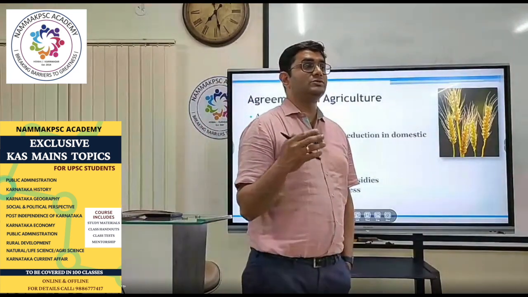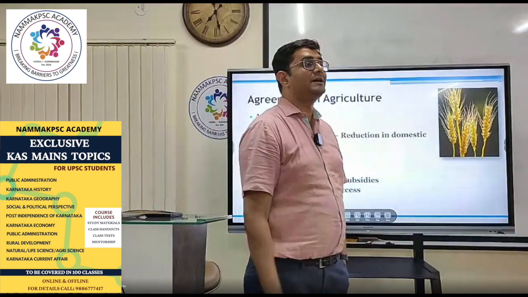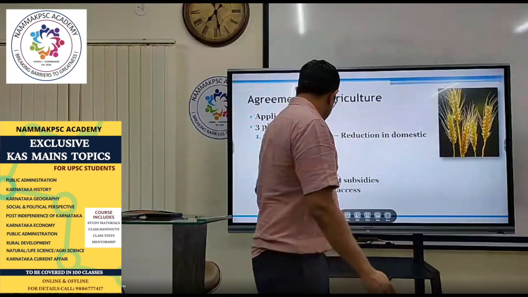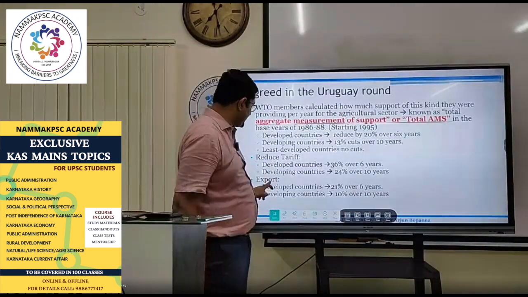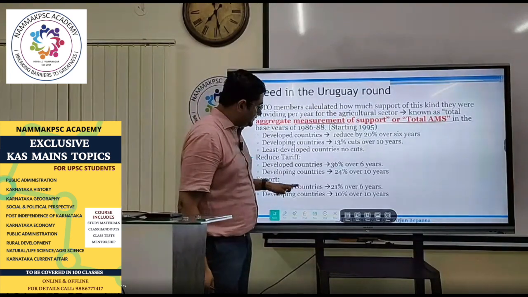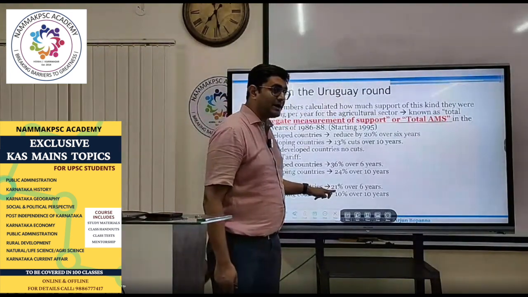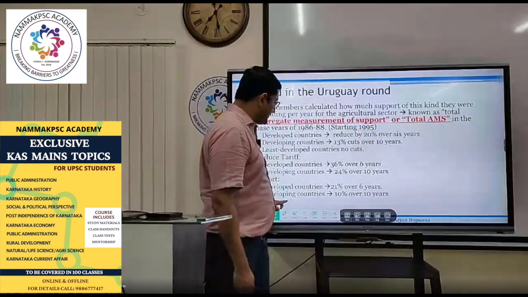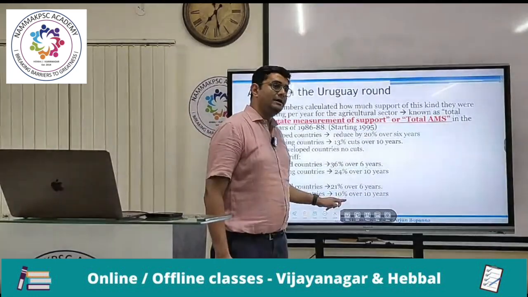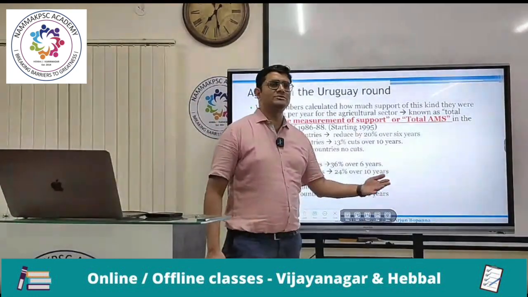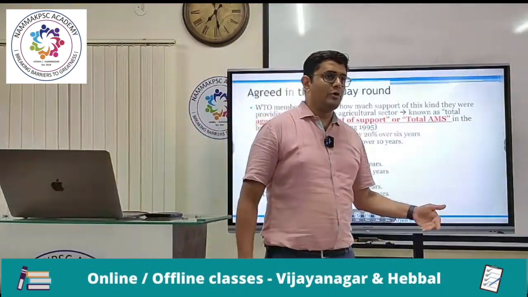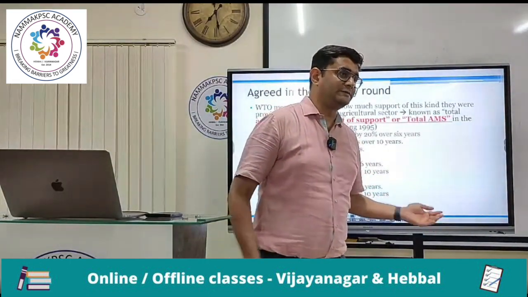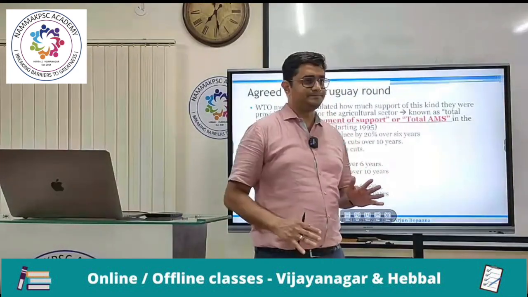For export subsidies also there are targets. Member countries who are giving export subsidies have a target. It has to be reduced. The numbers are like this: developed countries have to reduce it by 21% over 6 years, and developing countries have to reduce it by 10% over 10 years. Let's say India was giving 100 crores for agricultural exports. It has to reduce it by 10% over 10 years.